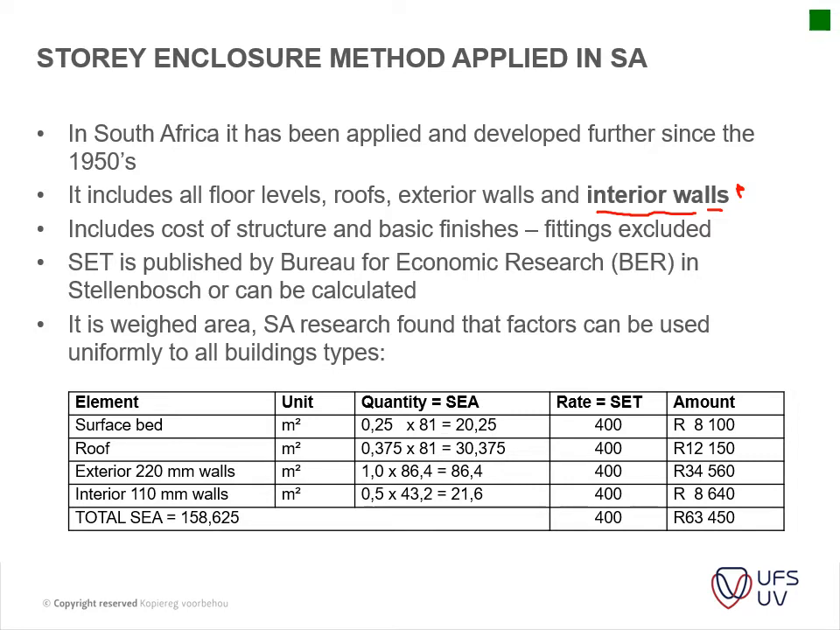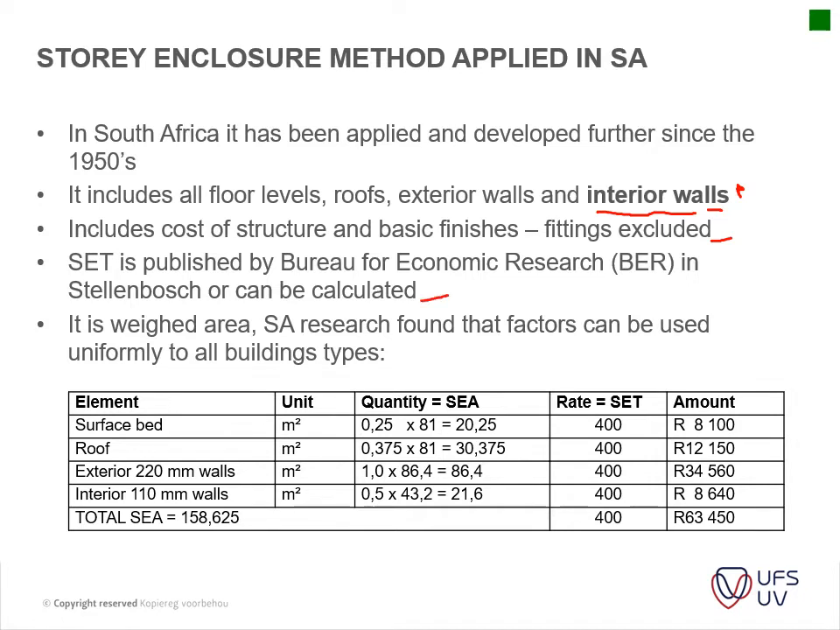So it includes cost structures and basic finishes. Fittings are excluded, like special fittings. Anything else, like for instance air conditioning and that type of thing, you need to consider whether it's included or not. Okay, SET is published by the Bureau of Economic Research in Stellenbosch and can be calculated.